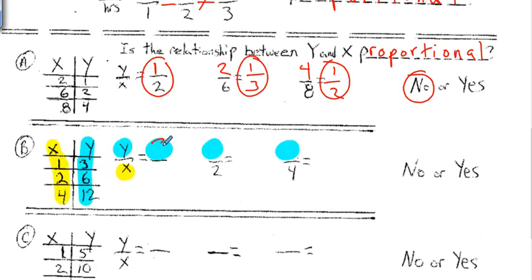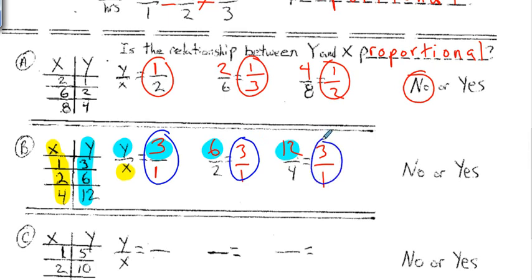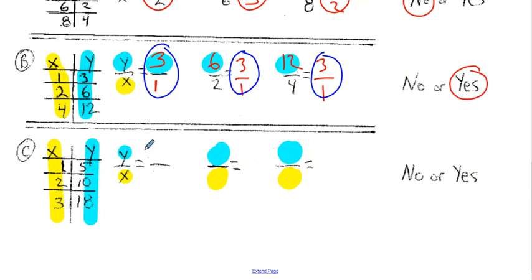So looking at this, if you look at the y's, we put the y's over the x, 3 over 1. On the other one, 6 over 2. And the other one, 12 over 4. And then we check to see if they're equivalent. 6 over 2 is the same as 3 over 1. 12 over 4 is the same as 3 over 1. So that's 3 over 1, 3 over 1, and 3 over 1. All of those ratios are the same. So the answer is yes, it's proportional. All those ratios are equivalent. It is a proportion.